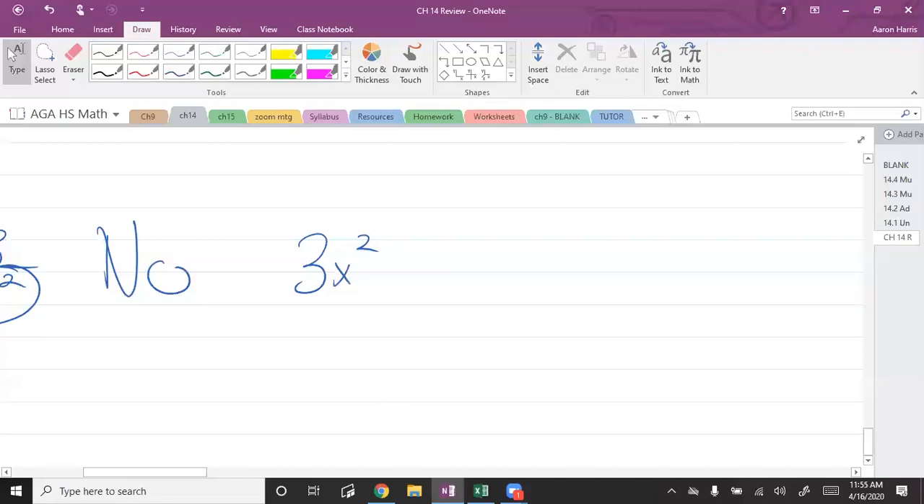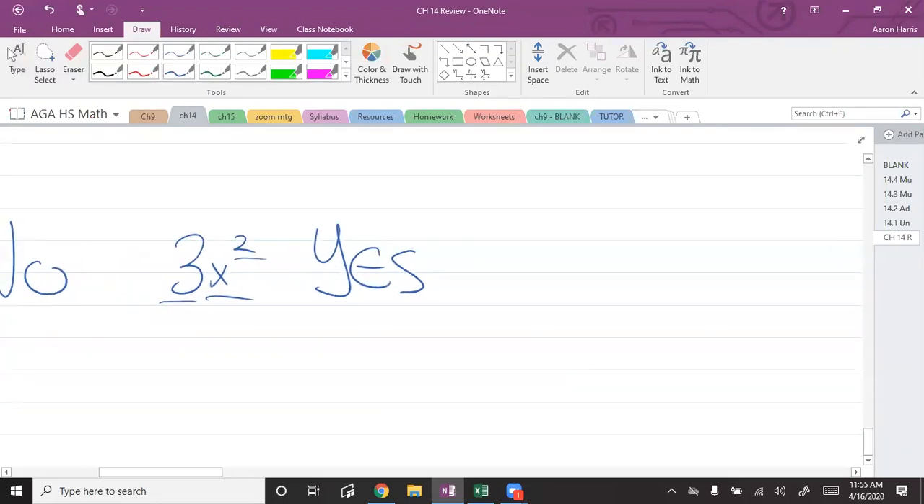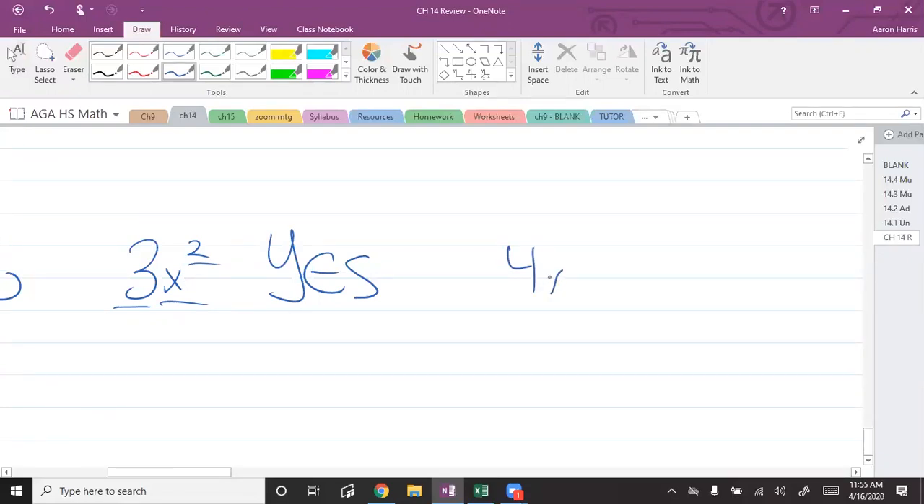Waiting. I have no idea. Yes, that's a monomial. It's just a constant with a variable. The power is positive and you're good. What about 4y to the negative 2? Is that a monomial?